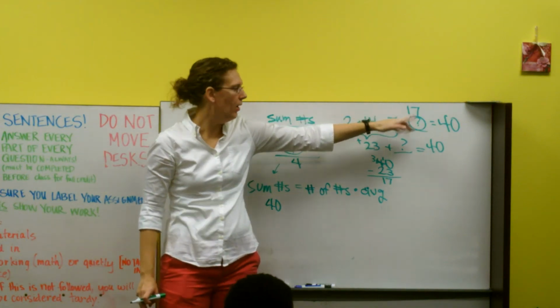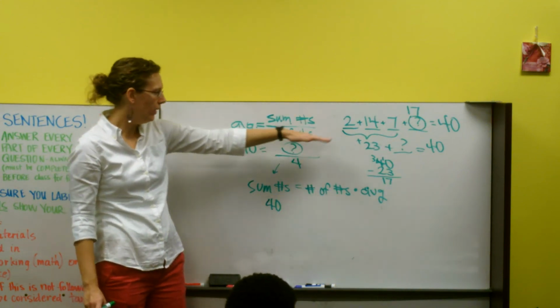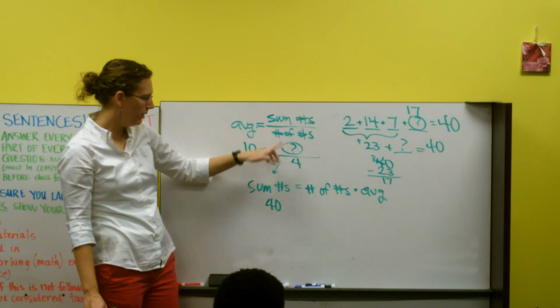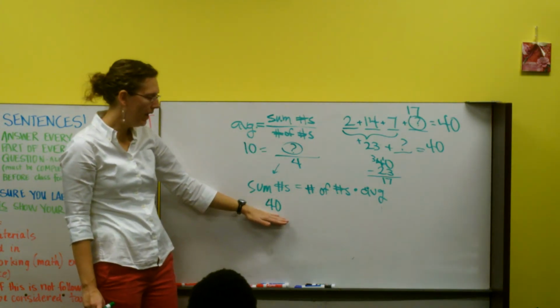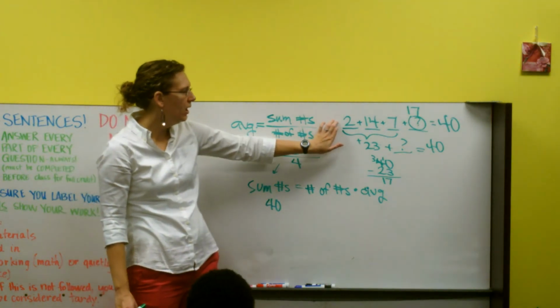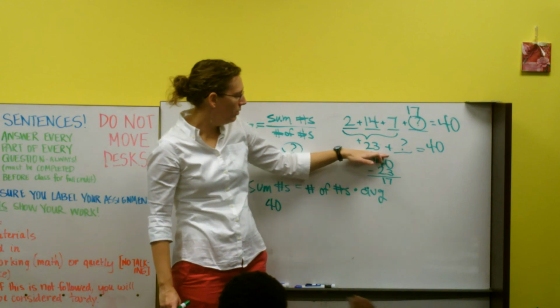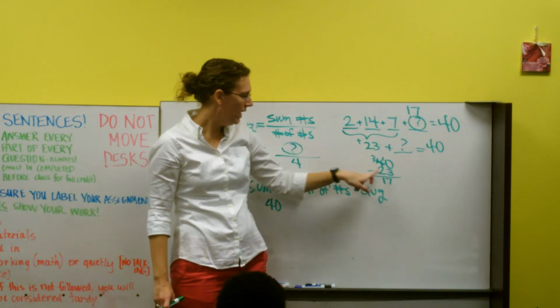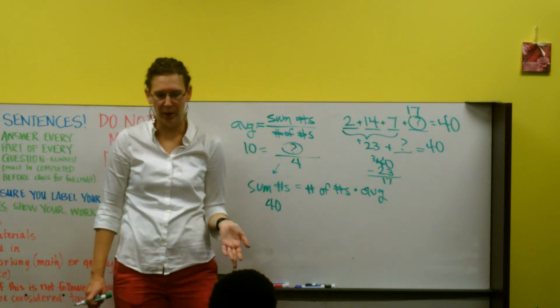So that whole process, it's a multi-step process, okay? We know our average, we knew our number of numbers. We can plug it into our formula to figure out our sum of numbers. Once we know our sum of numbers, we know that we can add those four numbers together to get 40. 23 plus the unknown equals 40. Subtract so that we get 17 as our unknown fourth number.